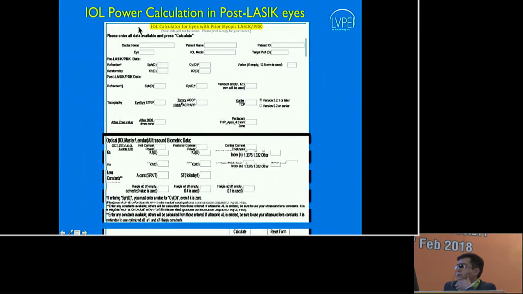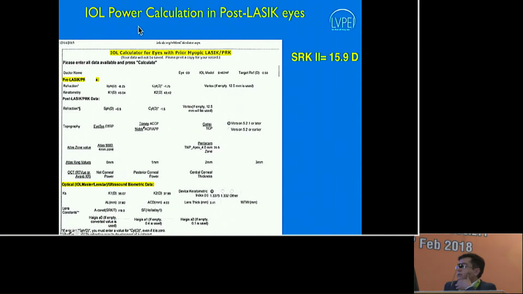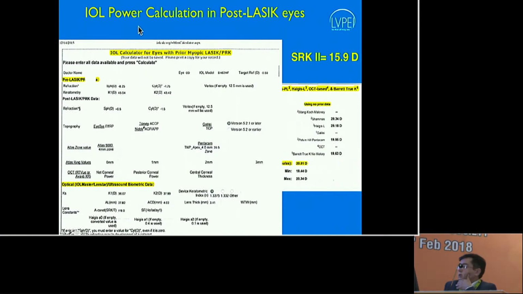And then this is what we got. Approximately, the average was about 20, and if you had used SRK II, then what we were getting was about 16 diopters. So there is a difference of about 4 diopters here. If you ignore this, or if you do not get to know that the patient had a LASIK done, then probably you would be getting a hyperopia of about 2 to 3 diopters here.